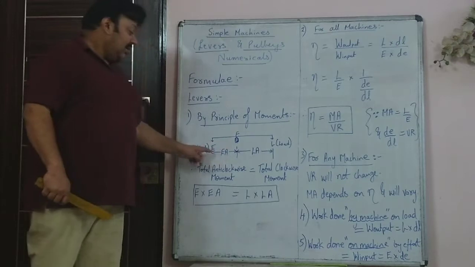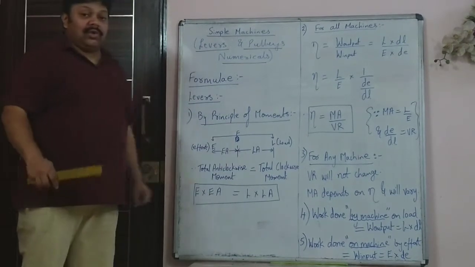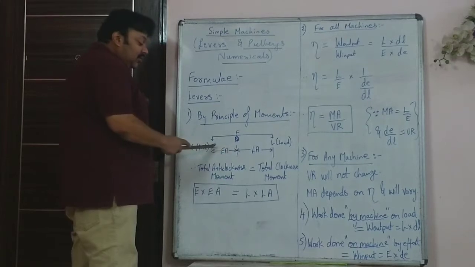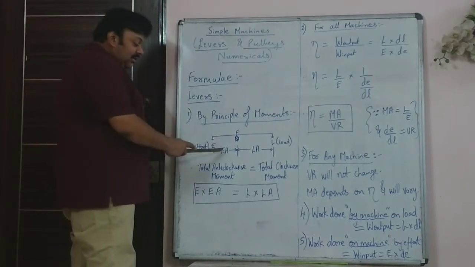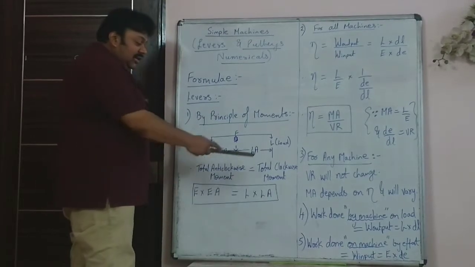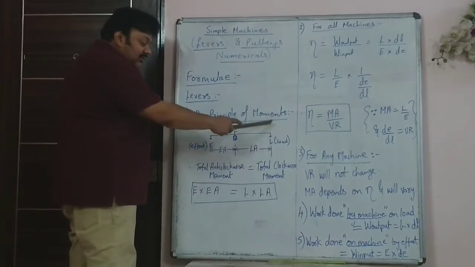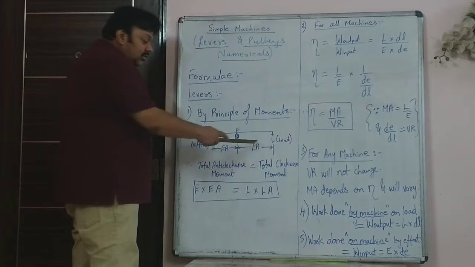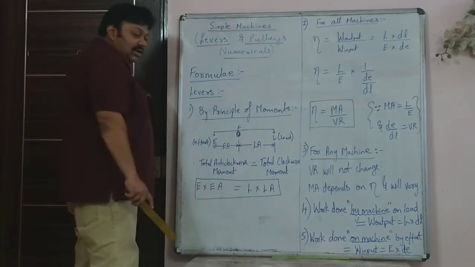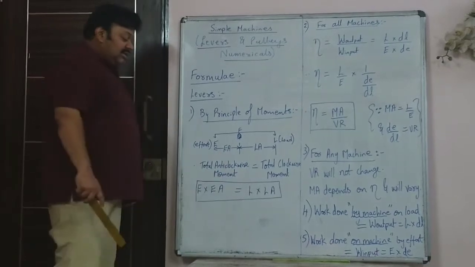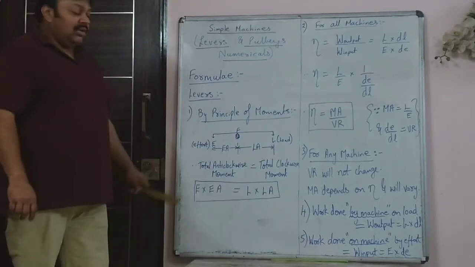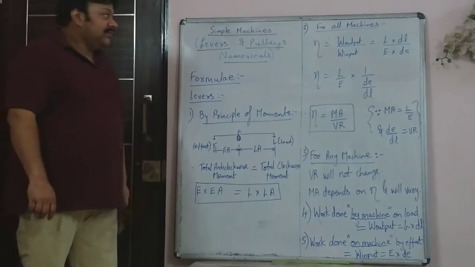So there you will have effort into effort arm. What is moment of force? It is force into distance between force and pivot. So effort into effort arm is the anti-clockwise moment, and on the other side it will be load that is producing clockwise moment into load arm. So effort into effort arm equal to load into load arm. So that is the principle of moments as applicable to a lever.